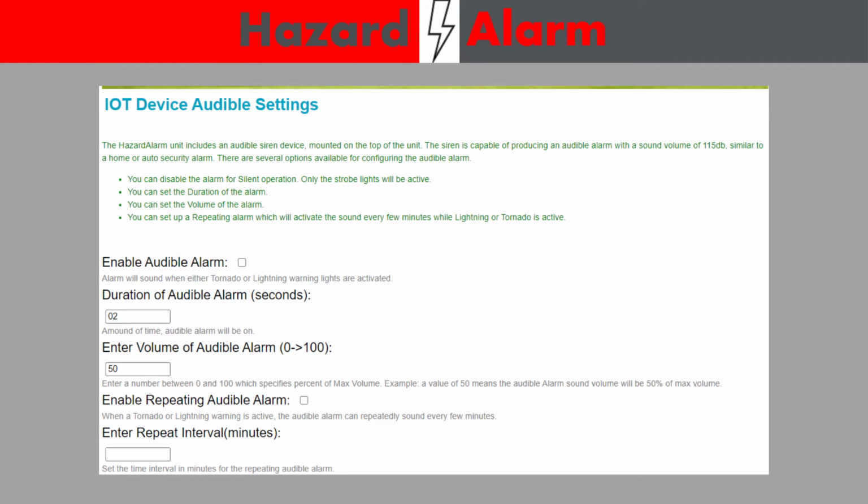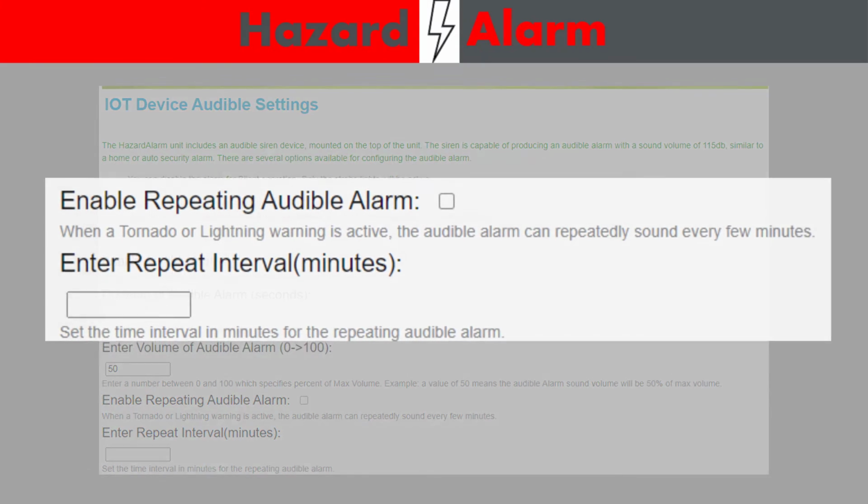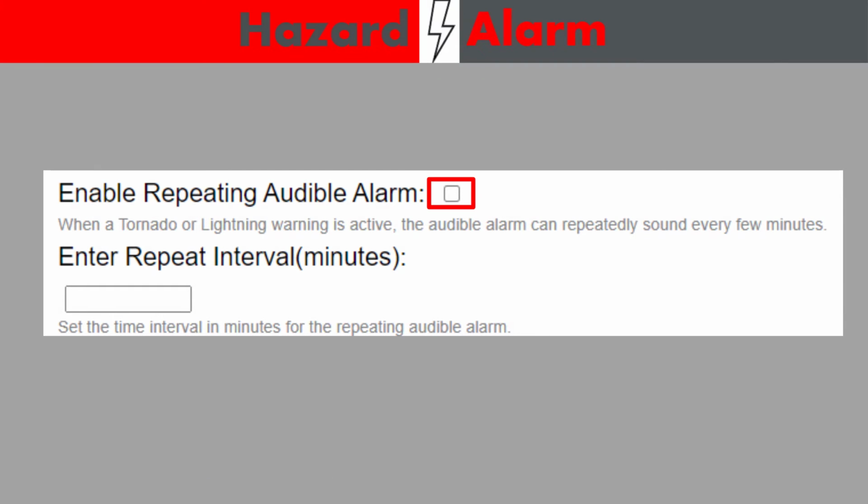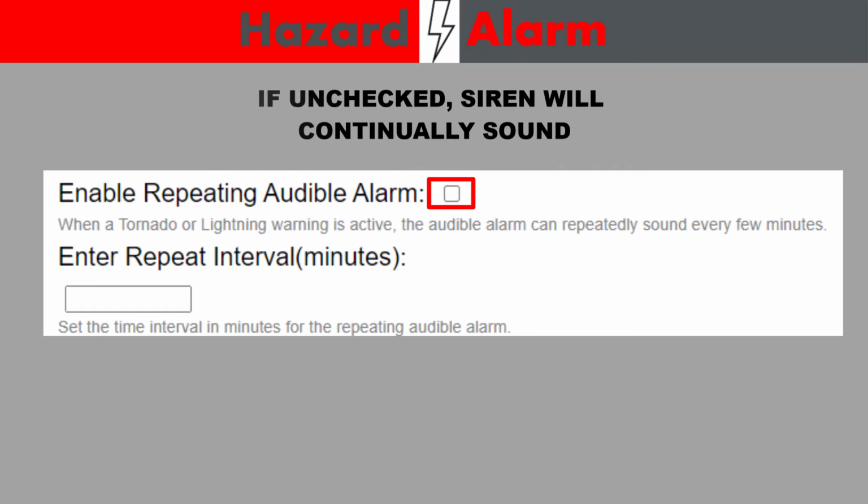Checking the box next to Enable Repeating Audible Alarm allows for the hazard alarm to repeat every few minutes after it is initially activated. Now, if this box is unchecked, the hazard alarm will continuously sound the alarm, if you've checked that, and flash the strobe lights until the weather event expires as determined by hazard call servers.